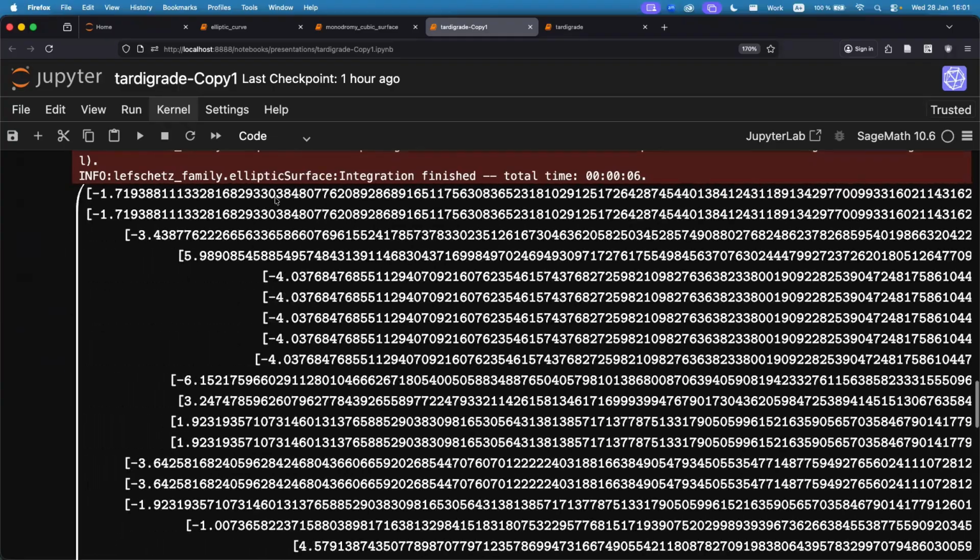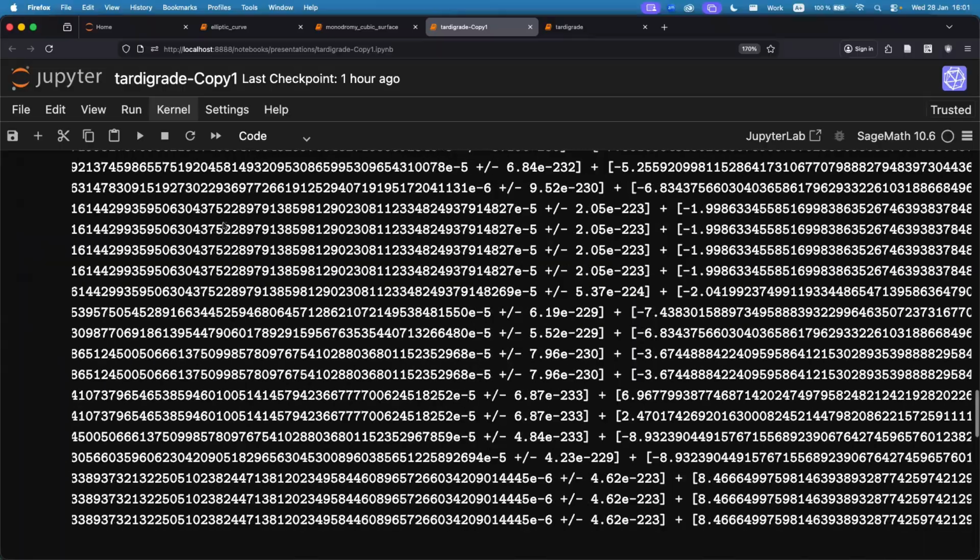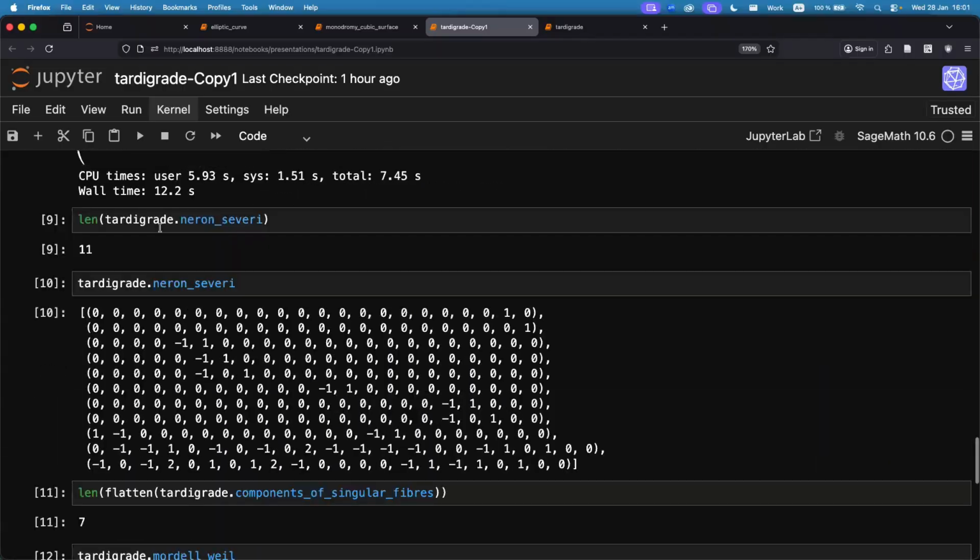So these are the holomorphic periods of your K3 surface obtained with 200 digits of certified precision again. And then you ask for linear relations between these periods, and you find that there are 11 of them, which tells you that the Picard rank of your K3 surface is 11.